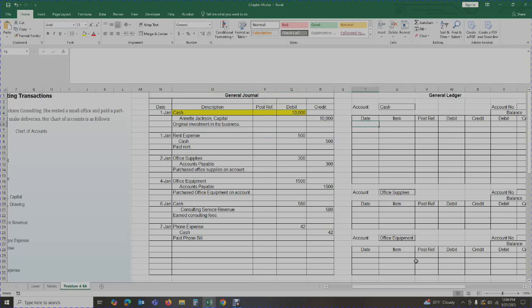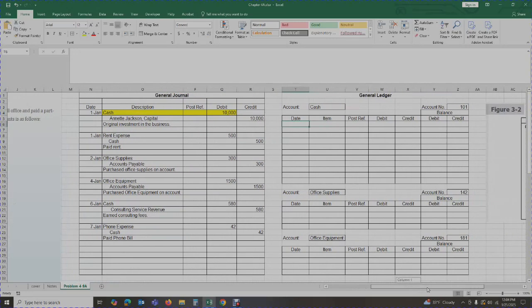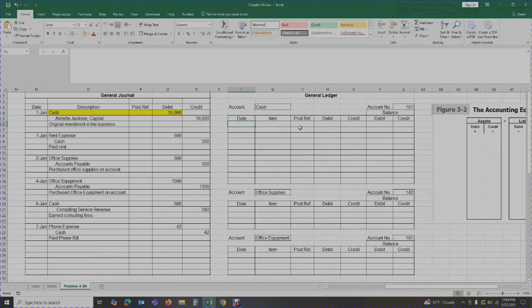So I'm going to go ahead and locate my general ledger for cash. I'm going to put the date the transaction happened. It happened January the 1st, so we're going to do January the 1st. On the item field, you leave it blank. The only time you enter anything in the item field is if this is an adjusting or a closing entry. If it's a regular journal entry, you don't post anything under item. You leave it blank.